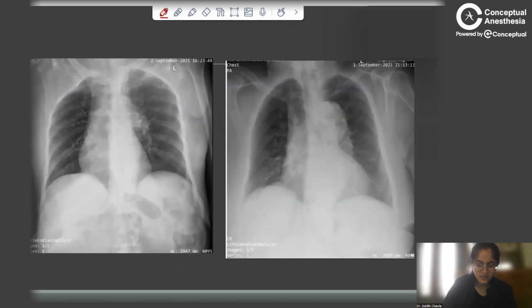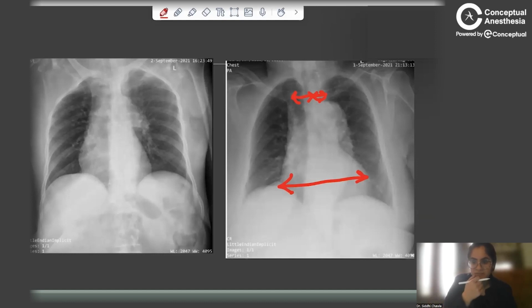So this is another example of how the chest X-rays might look and give you spurious findings when the patient is not centered, right? You can see that the clavicle is on the right side and the distance is unequal, right? So what do we see? We see a large heart, but in actual practice, it is not there, right?